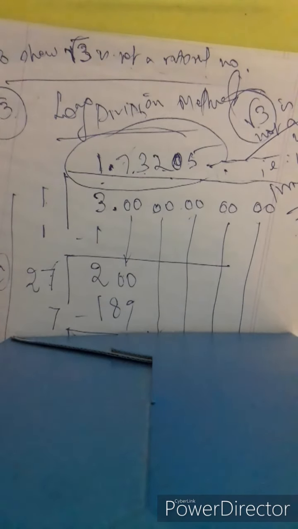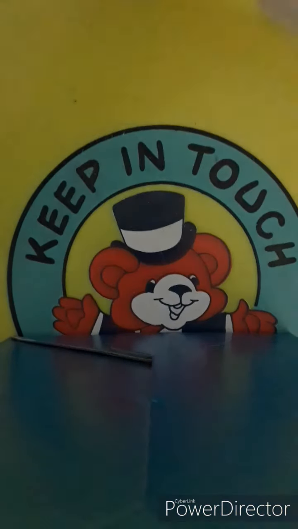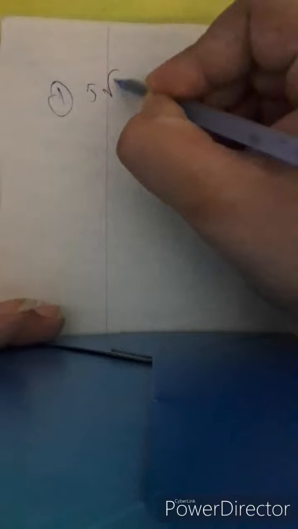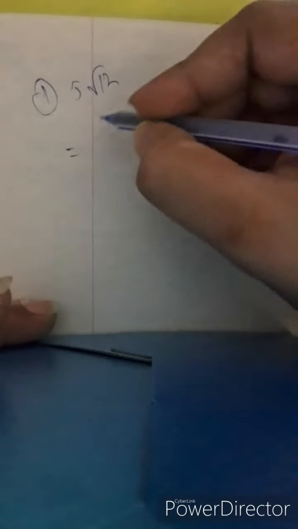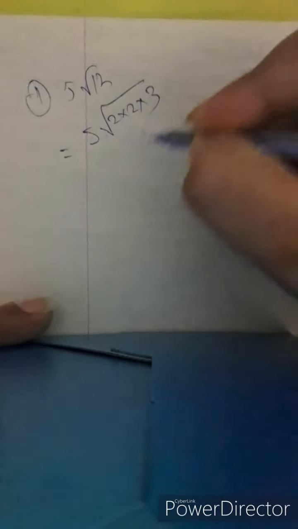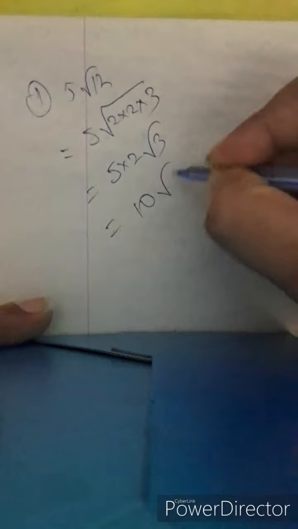Now I'll show you another method, one more method of seeing whether it is rational or irrational. Suppose we have here 5 root 12. So what is 5 root 12? 5 into 2 into 2, 4 into 3, 12. So 5 into 2 root 3, that is 10 root 3.